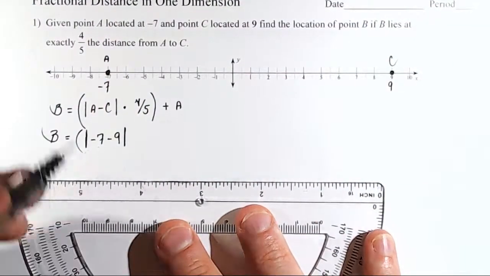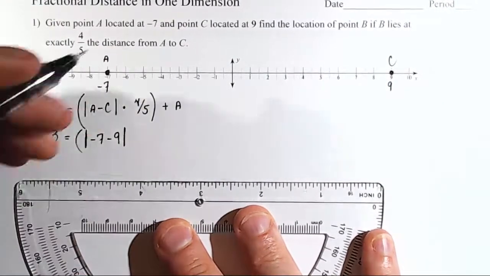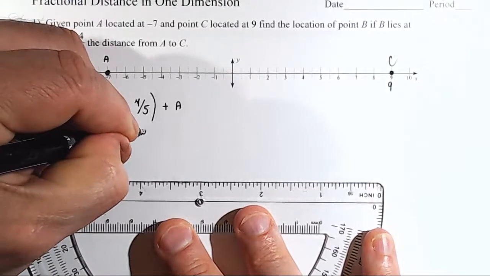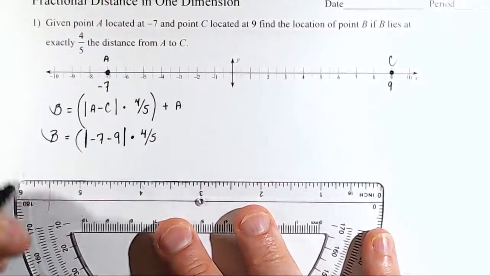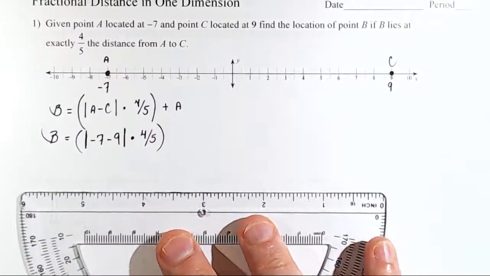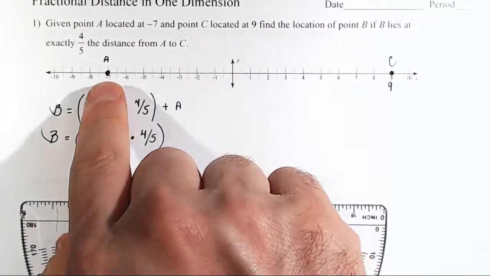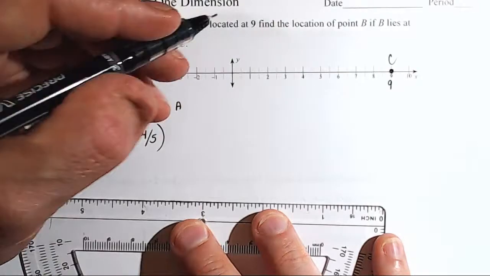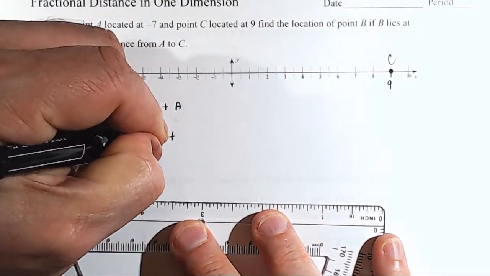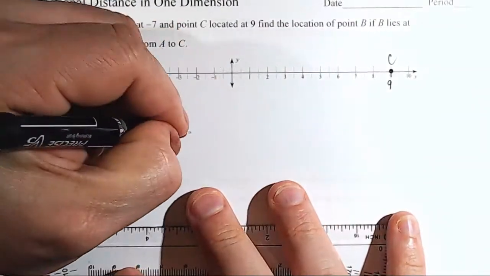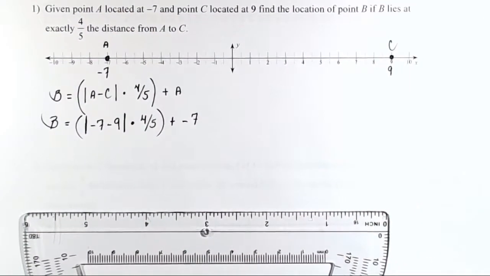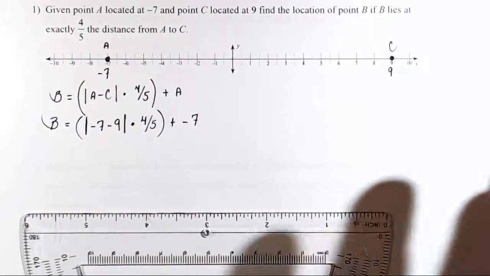All right, so we'll multiply. Once we get that distance, we're going to need 4/5 of it. So we'll multiply by 4/5. And then when we find what 4/5 of the absolute distance is, we need to add it back to point A so we know how far we've traveled. So we'll add that back to point A, which was -7. Okay? So let's just work with PEMDAS here.